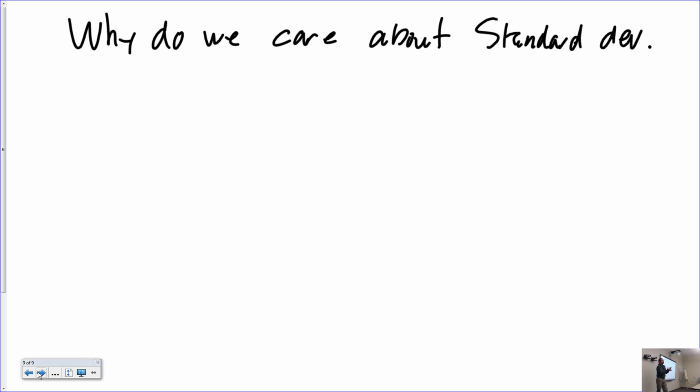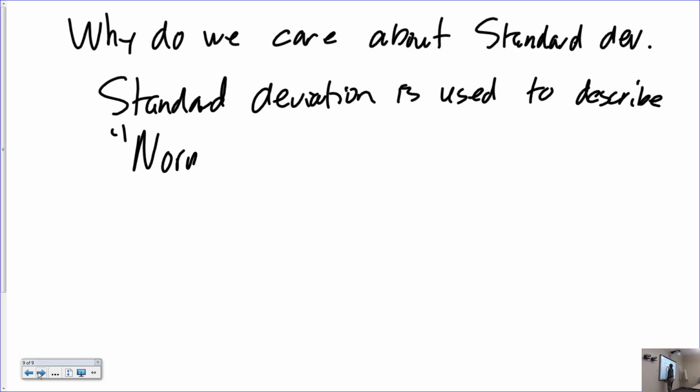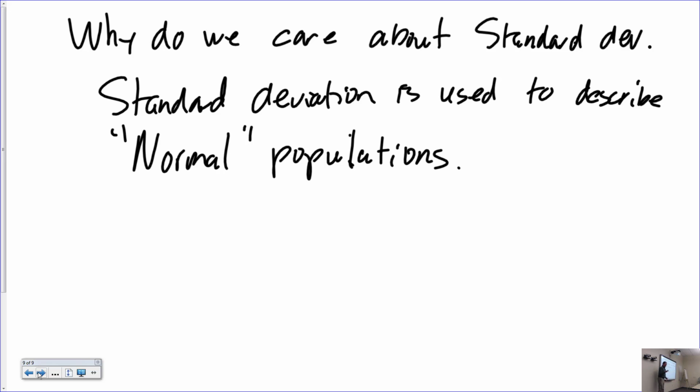All right, so what we use standard deviation for, folks, is to describe the properties of a normal population. Okay? Standard deviation is used to describe normal populations. I'm so glad because this is the reason why I took this class. So I could do this. So I could describe normal populations. Well, realize, folks, that normal is anything that's describing human beings.